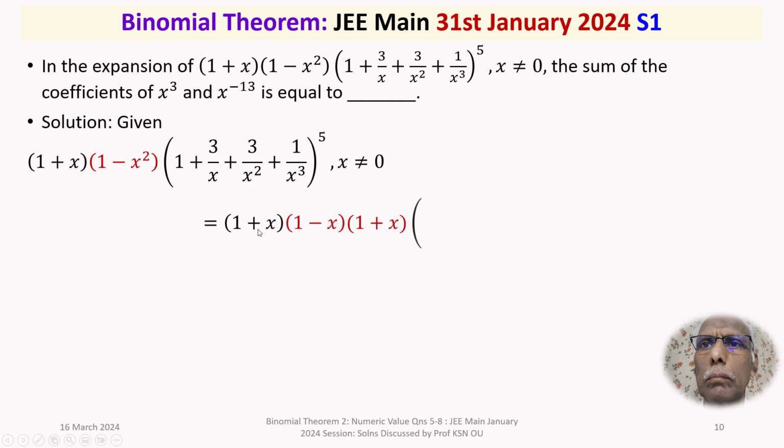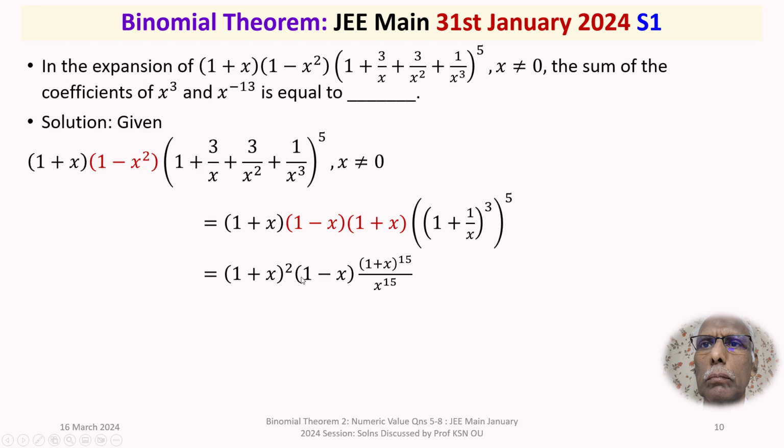So that will be (1 + x). 1 - x² is written as (1 - x)(1 + x). And this is ((1 + 1/x)³)⁵. So (1 + x)(1 + x)(1 + x)². If you take the LCM here, it will be ((1 + x)³/x³)⁵. And that will be (1 + x)²(1 - x)(1 + x)¹⁵, 3 into 5, 15, by x to the power of 15.